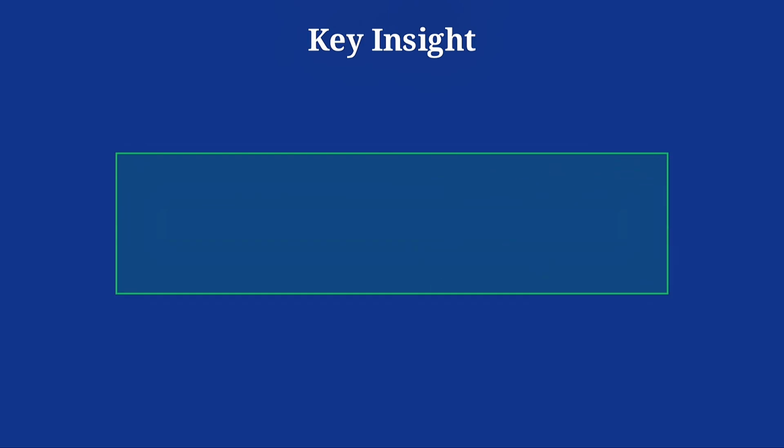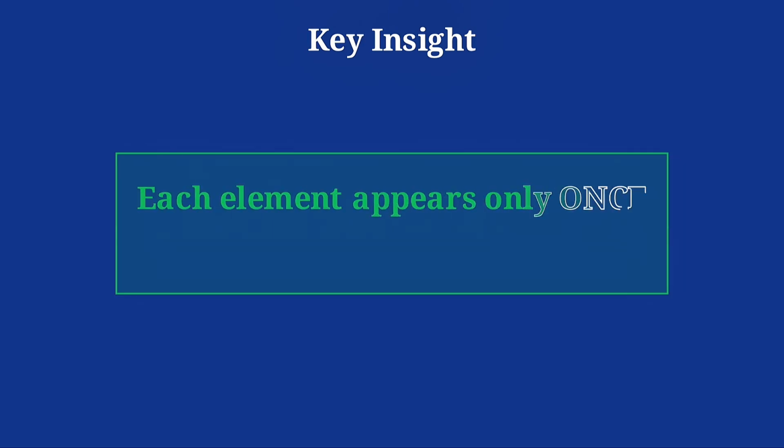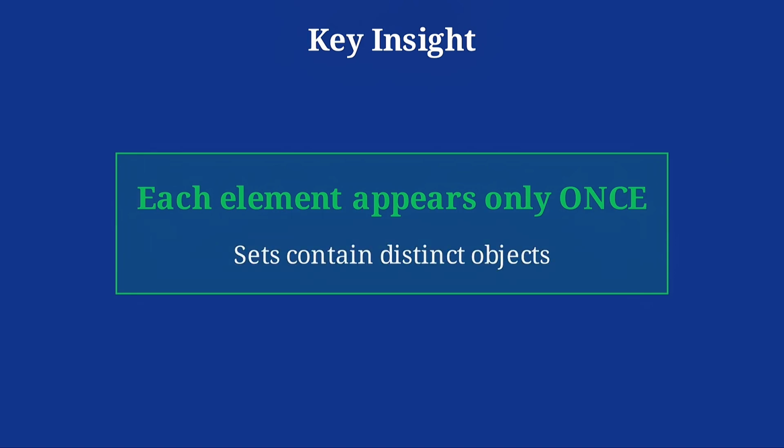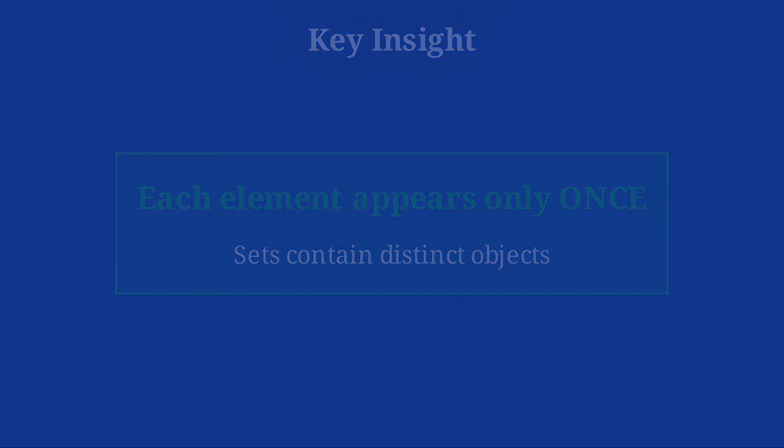Here is a key insight about all set operations. Even if an element is in multiple sets, it appears only once in the final set. This is because sets, by definition, contain distinct objects. There are no duplicates.